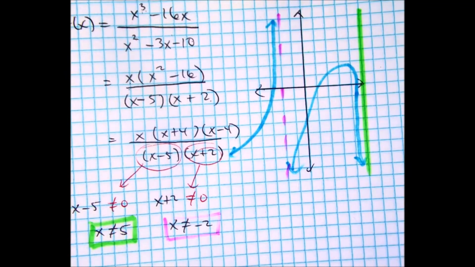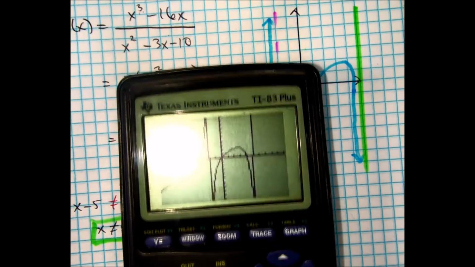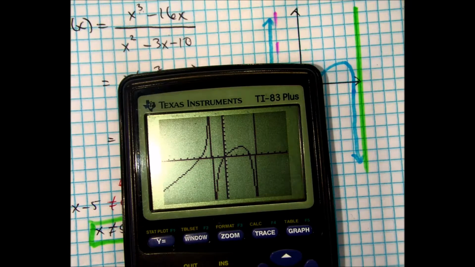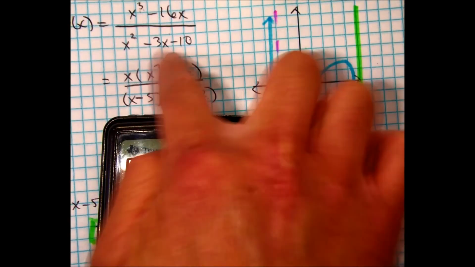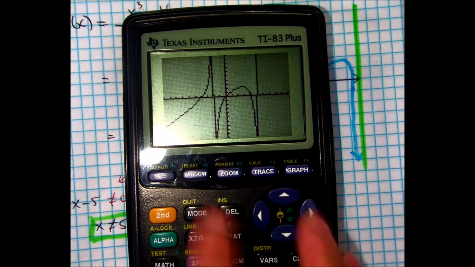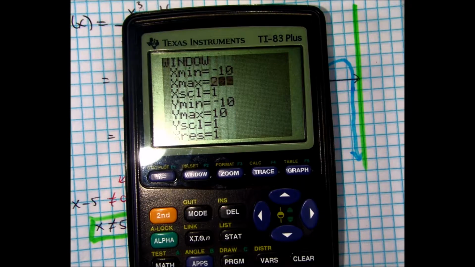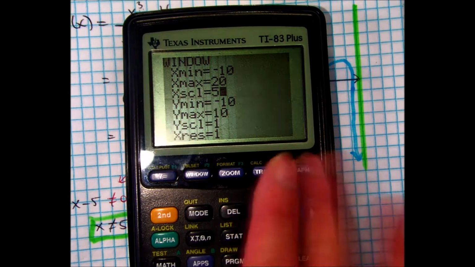There should be something on that side. So I have my calculator here. I'm a little suspicious. I should have something because I can put in, like, say, x equals 10, and I should get some values here. Does that make sense? So let's change my window. Let's increase my max to 20. Count by 5s. Let's see what happens.